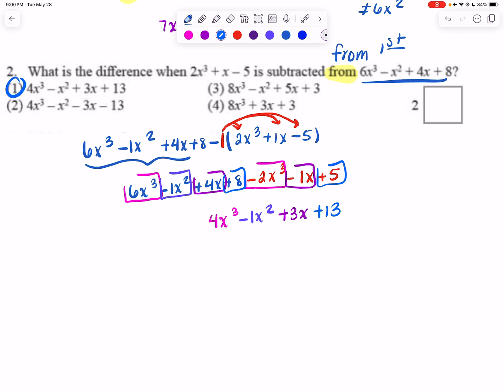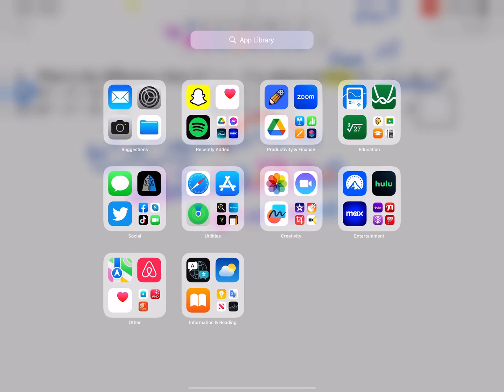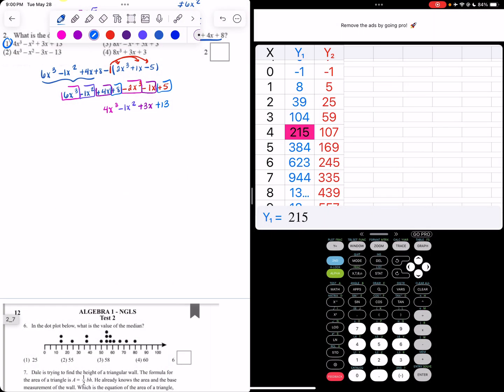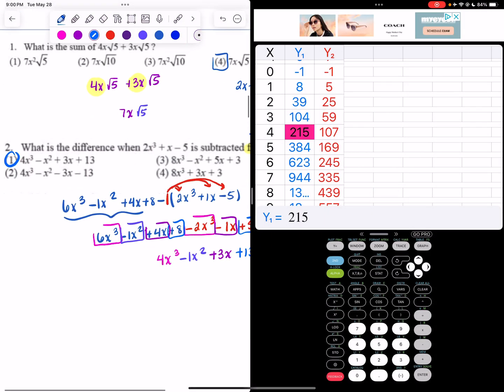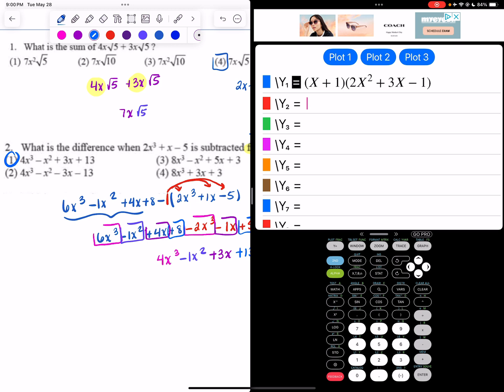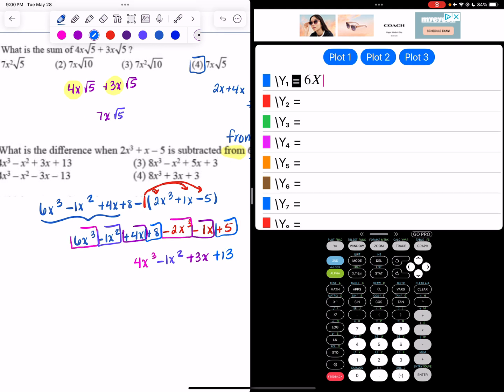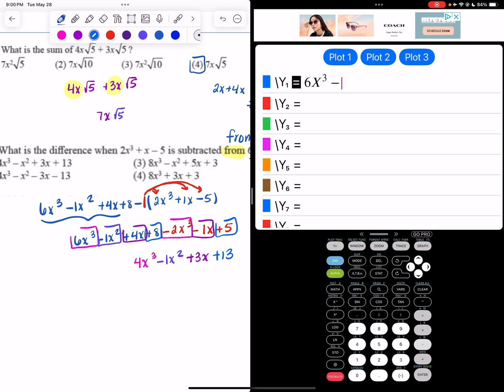Now, there is a way to check this on the calculator. I can type my expression into y1 and y2. So y equals, clear y1, clear y2. And I'm going to type in 6x to the third minus 1x squared plus 4x plus 8 and take away. And now in the parentheses, I'm going to write down 2x to the third plus 1x and then take away 5.